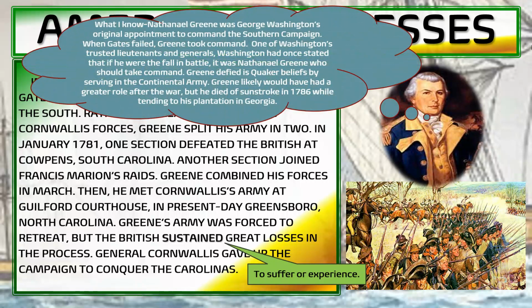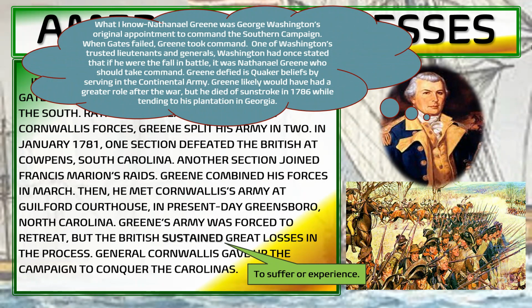What I know: Nathaniel Greene was George Washington's original appointment to command the Southern campaign. Greene is the one he wanted to send down to take command. The Continental Congress overrode Washington and sent Gates because Gates won at Saratoga, even though we know other generals really won the battle. When Gates fails, Greene takes command. He's one of Washington's trusted lieutenants and generals. Washington had once stated that if he were to fall in battle, it was Nathaniel Greene who should take command.